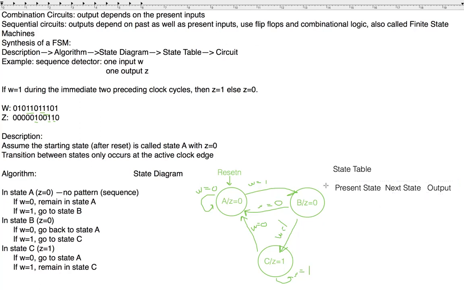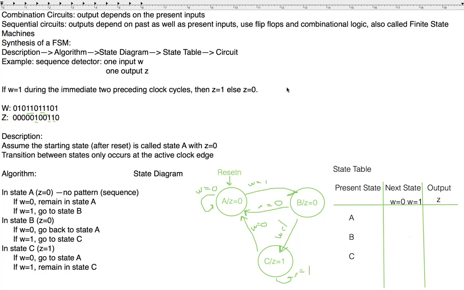And then we're going to draw 3 columns here: 1, 2, 3. For our present state, it's going to be these states here, A, B, and C. We have only 3 states, so A, B, C. In our next state, you guys know, is W 0 or is W 1? That determines the next state. So in my next state here, I'm going to say W 0 or W 1. My output is Z, and Z either is going to be 0 or 1.